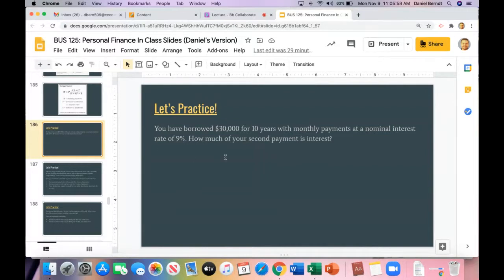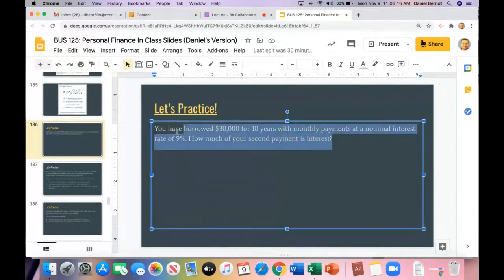So this first problem says you have borrowed $30,000 for 10 years with monthly payments at a nominal interest rate of 9%. How much of your second payment is interest? Now, that's interesting.